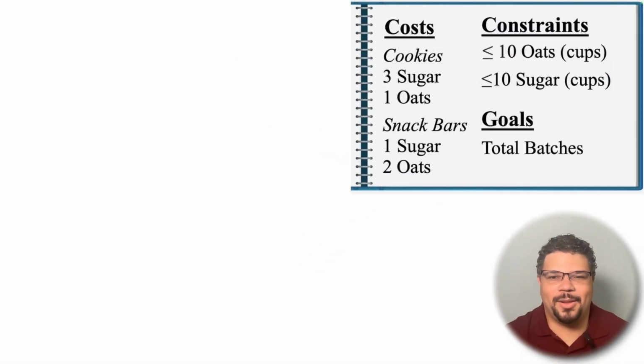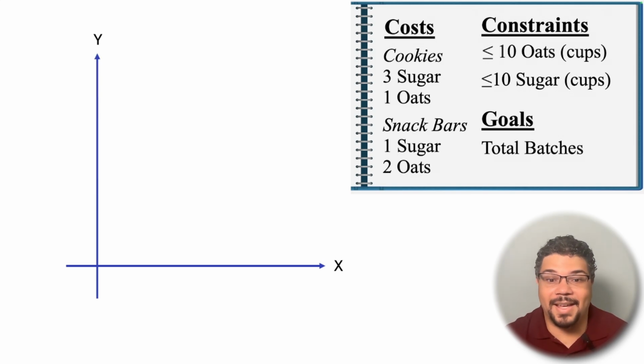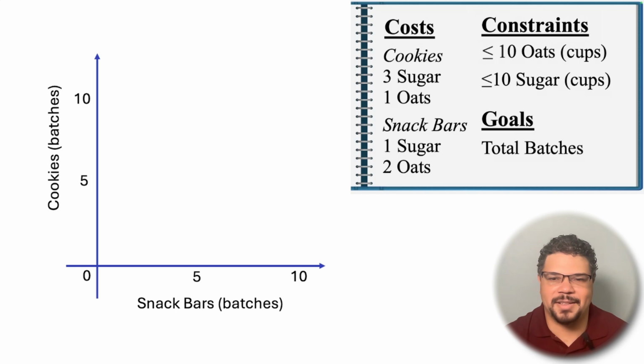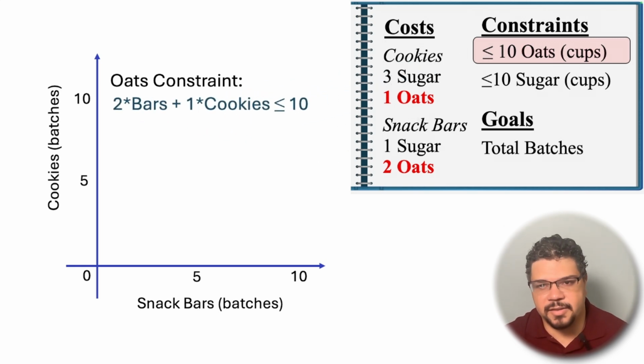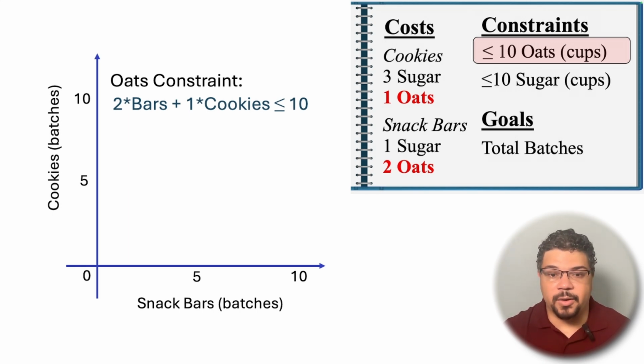Like before, let's pull all the relevant information together and create an area to graph our constraints. Again, we should not think of these as x and y axes, but as axes to represent how many batches of cookies and snack bars we'll make. Our first constraint is to think about the oats. We only have 10 cups of oats, with a batch of cookies taking up 1 cup of oats and a batch of snack bars taking up 2. This means 2 times batches of snack bars plus 1 times batches of cookies must be less than or equal to 10, or else we'll run out of oats.